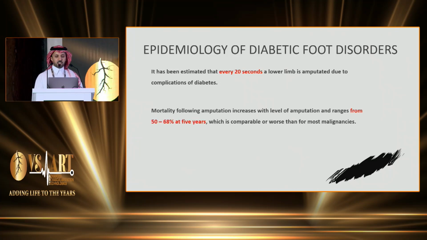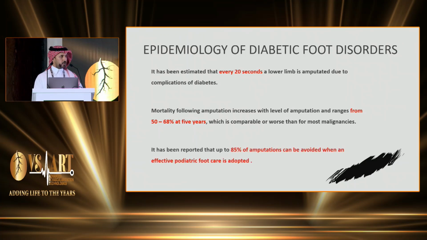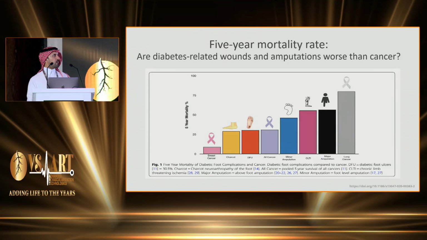Mortality following amputation increases with the level of amputation and ranges from 50 to 68% at 5 years, which is comparable to or worse than for most malignancies. It has been reported that up to 85% of amputations can be avoided when effective podiatric foot care is adopted. As you can see in the graph, the 5-year mortality rate for diabetes-related wound and amputation is worse than all types of cancer except lung cancer.